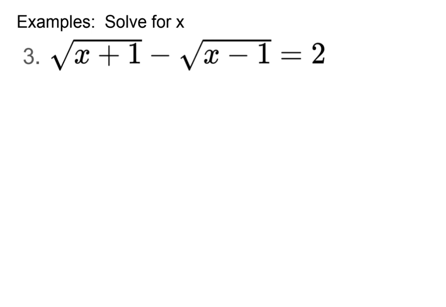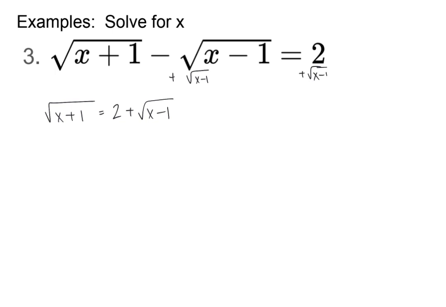Let's do one more of those really hard ones. So we've got 2 roots, plus I've got this 2 out here that's not under a root, so that's what's going to make this really hard. First things first, try and get a root by itself. So I think if I just add this root x minus 1 to the other side, that would leave me with the square root of x plus 1 on this side, and then 2 plus the root of x minus 1 on that side.